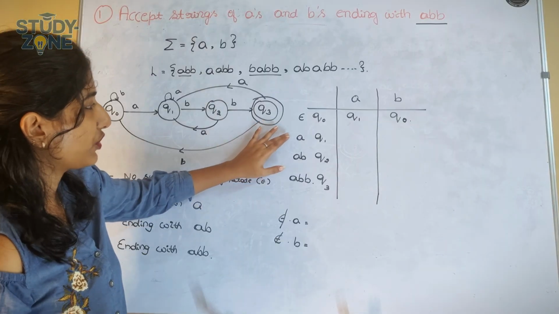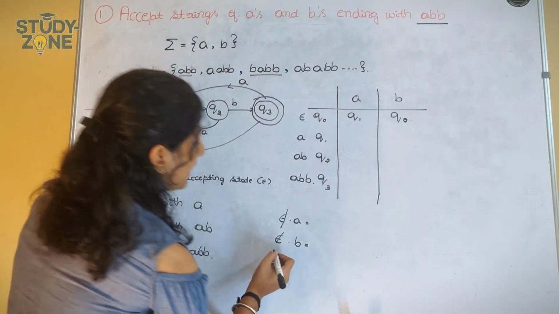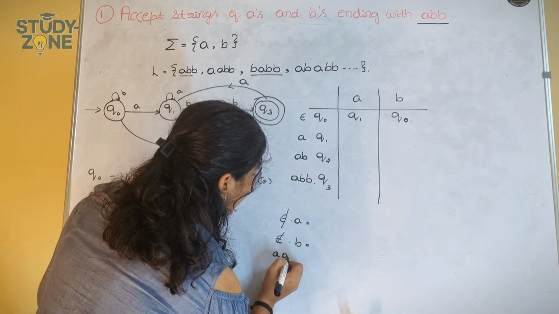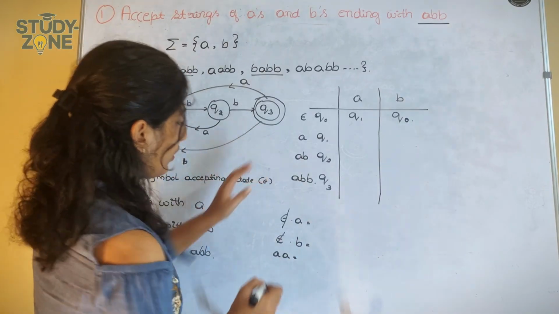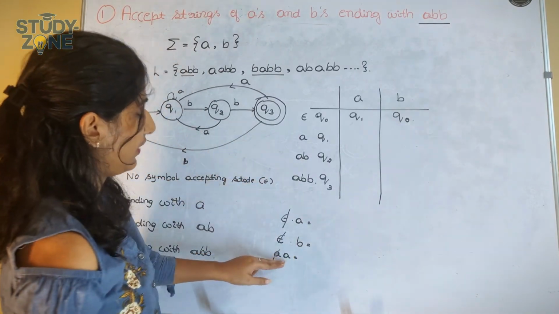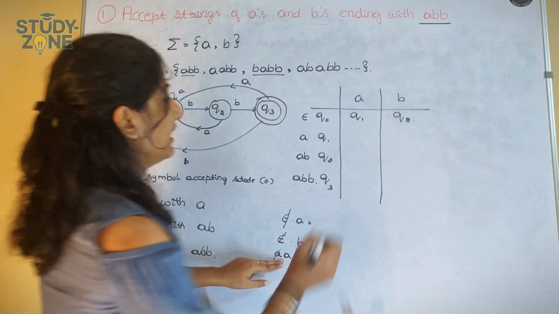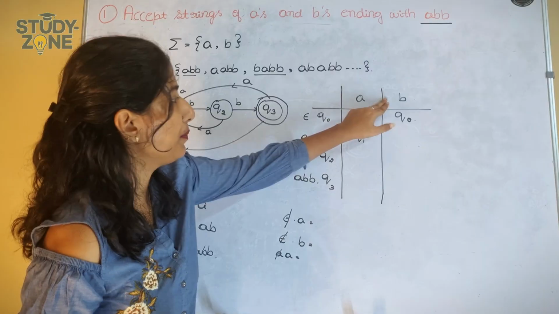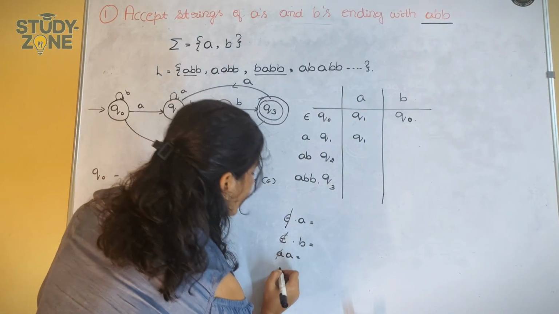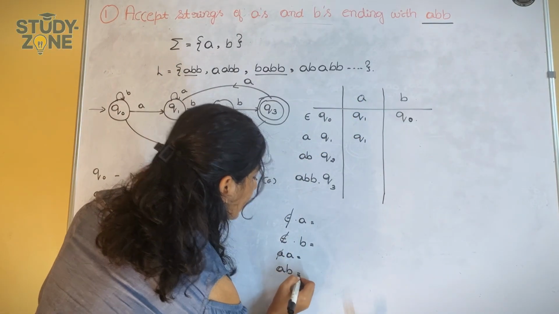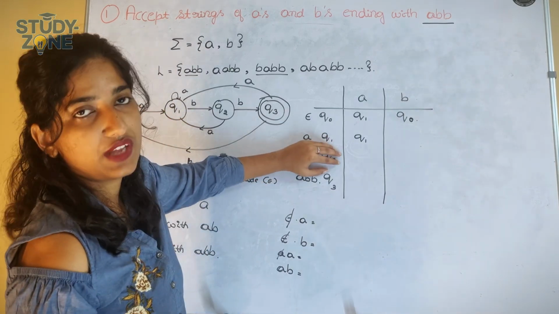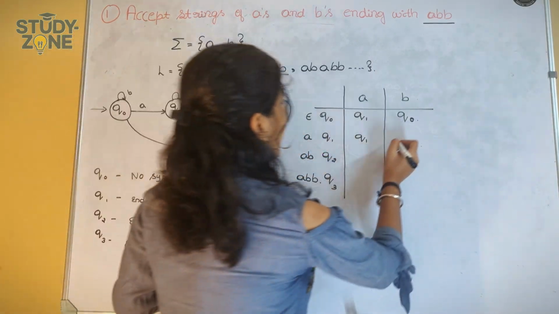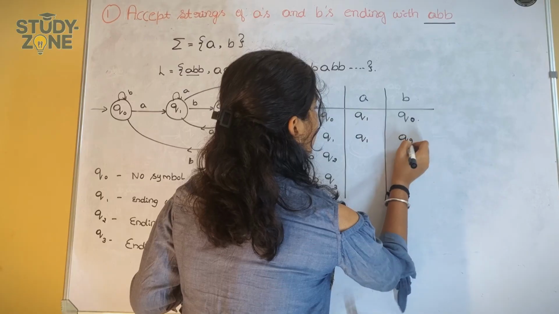And then we have to check for A. Is there any state that is accepting AA? No. So cancel out A and check whether any state is accepting A. Yes, Q1 is accepting A, and then A, B. And then check it for AB. Do we have any state accepting AB? Yes, we have Q2. So we have to write Q2 directly.